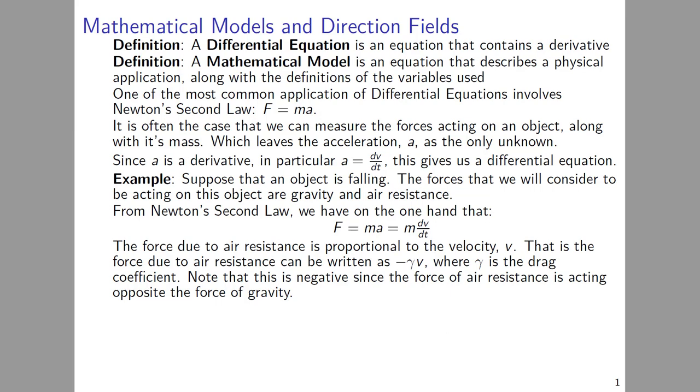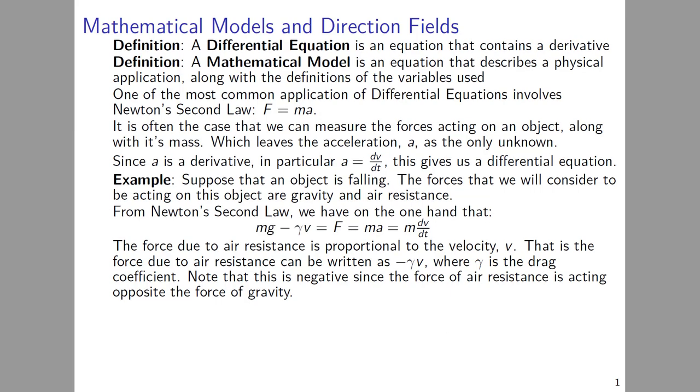That is, the force due to air resistance can be written as some constant times v. We'll choose that constant to be negative gamma, where gamma is the drag coefficient. We'll choose gamma to be positive so that negative gamma is negative, so that the force of air resistance is acting in the opposite direction of the force of gravity. So the forces acting on our object are mass times gravity, the force from gravity, and negative gamma times v, the force from air resistance. This gives us our first differential equation: mass times dv/dt equals mass times gravity minus gamma times v.